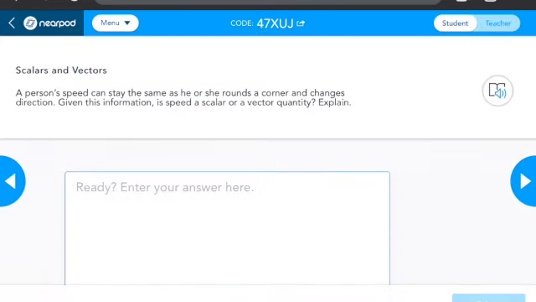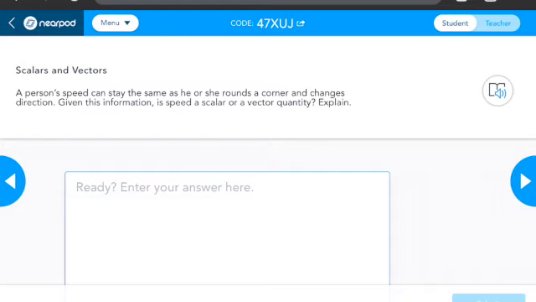So one more time, we got another question here. A person's speed can stay the same as he or she rounds a corner and changes direction. Given this information, is speed a scalar or a vector? So if the speed is staying the same, but the direction is changing, that means it can't be a vector. It has to be a scalar.